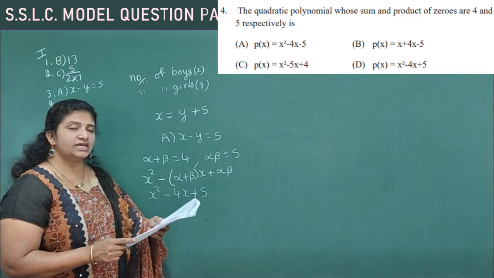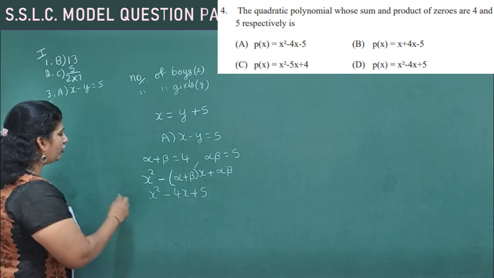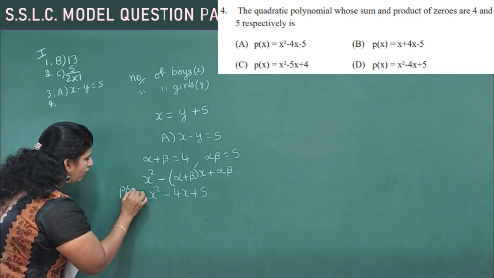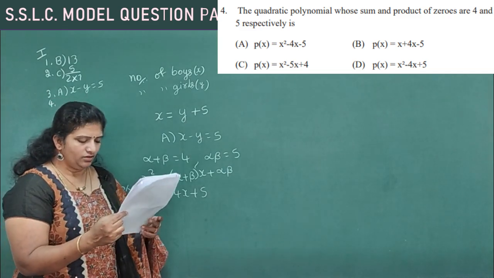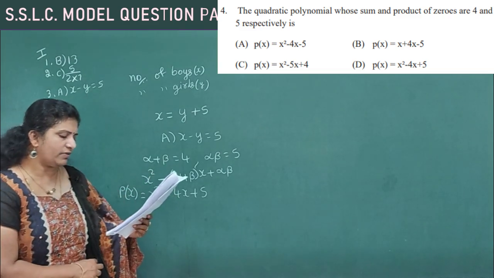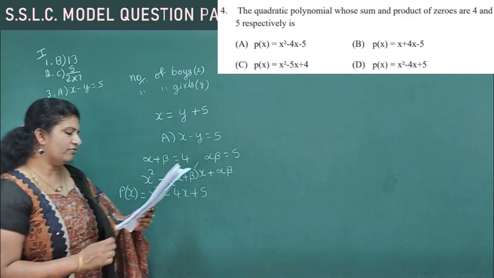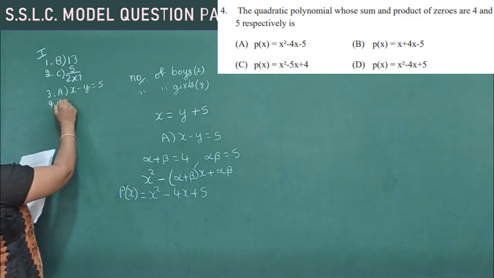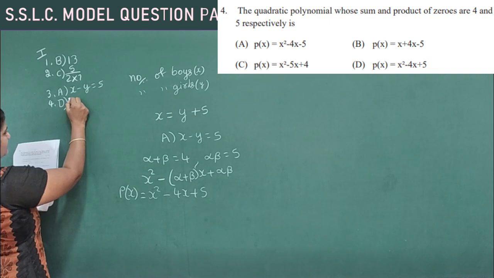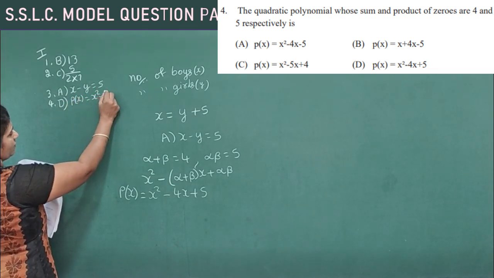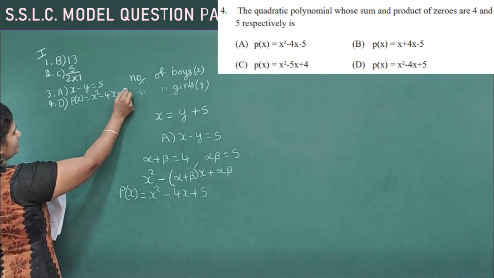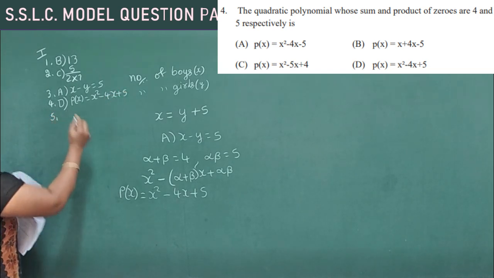And if you see your 4 options followed by a polynomial p of x is equal to, check for this option, p of x is equal to x square minus 4x plus 5. Your option D is the right answer. P of x is equal to x square minus 4x plus 5.